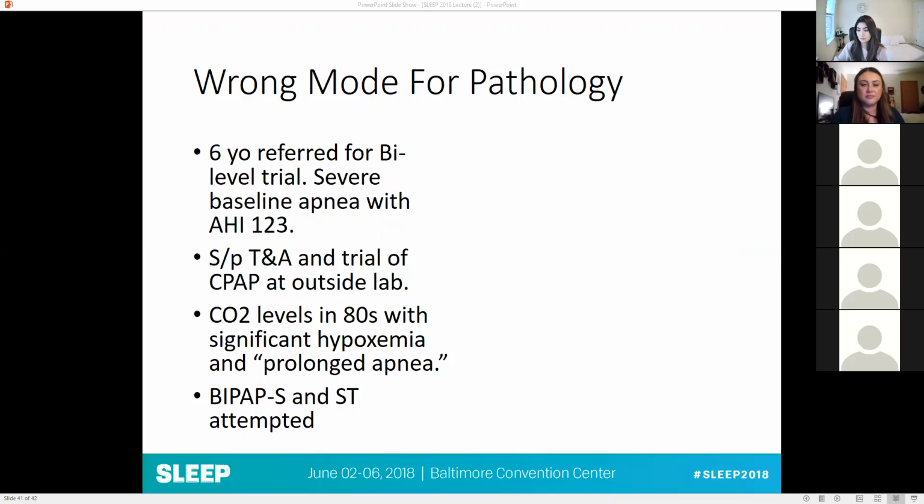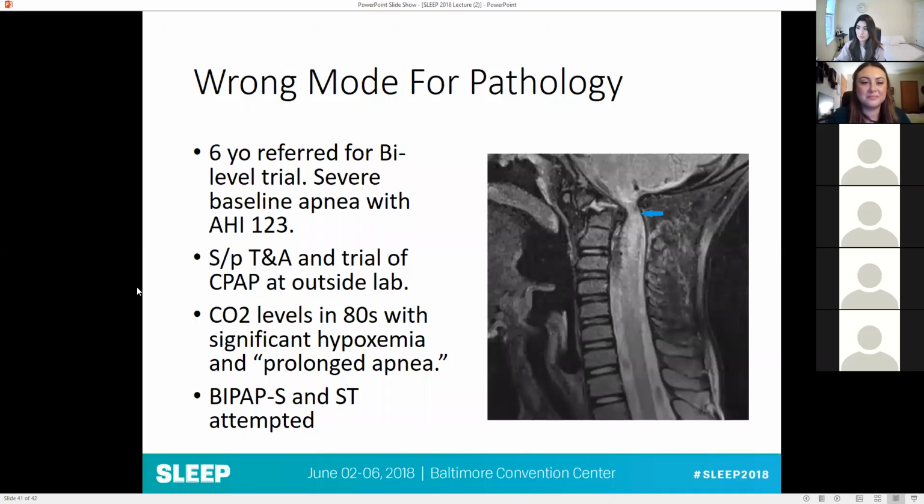They had actually used the BiPAP S and BiPAP ST on him. Really struggled controlling his apnea. He was doing very poorly in school. His parents said there were times they were worried he was going to die at night. Next slide.